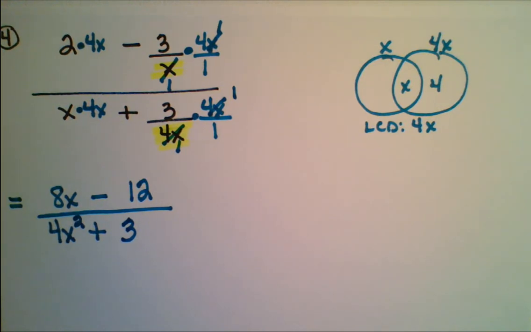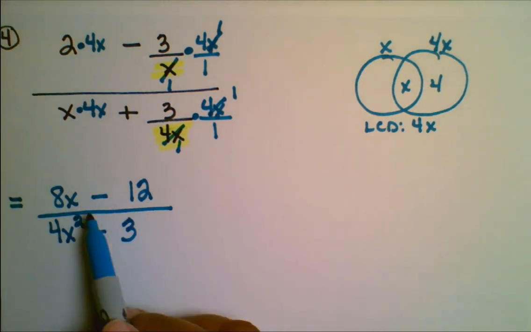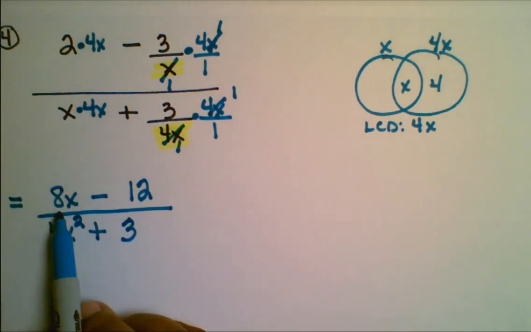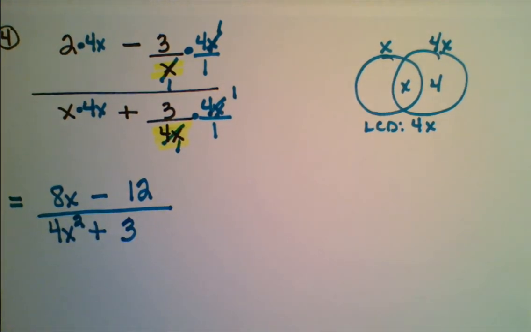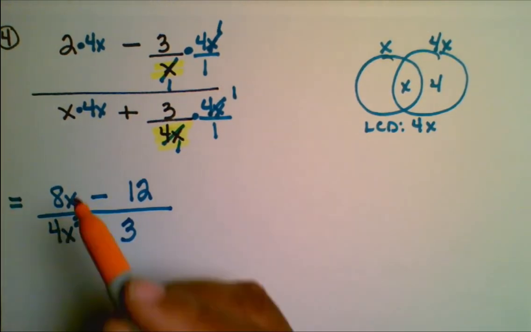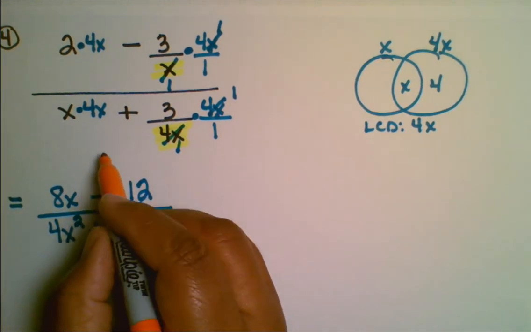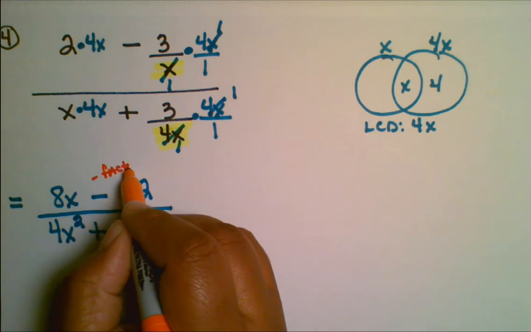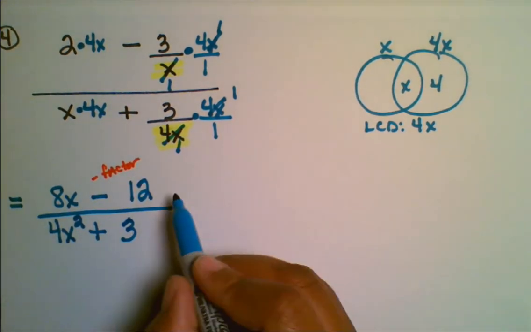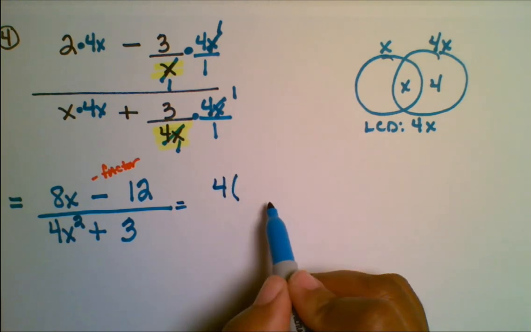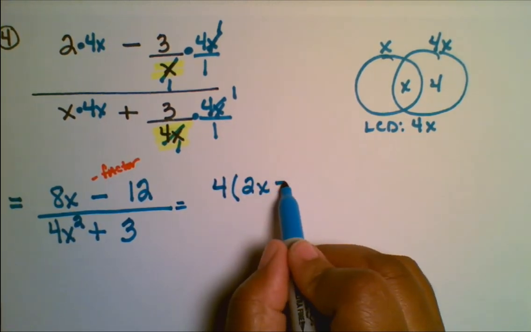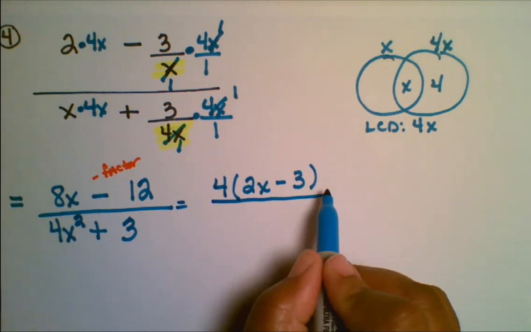Now remember, with adding, subtracting, and simplifying complex fractions, we're going to factor at the end. Now we look at the numerator. Is there anything that can be factored out? Yes, we can factor out a 4. So let's factor out the 4. We have 4 times 2x minus 3 all over, look at your denominator.